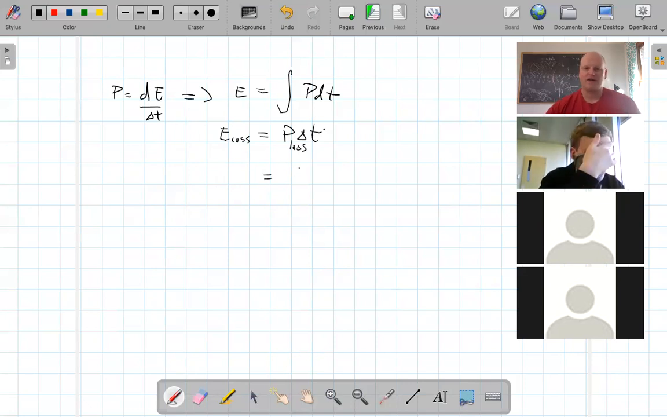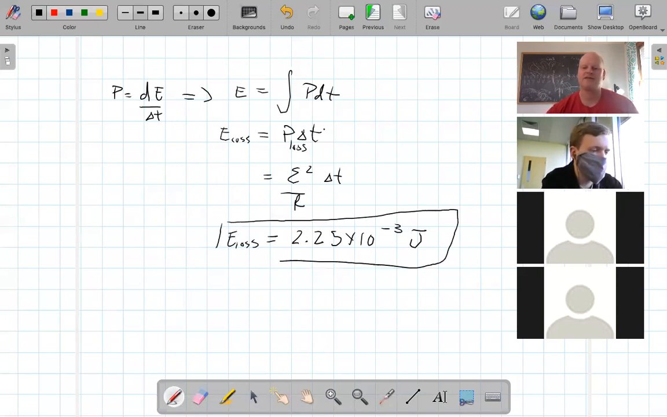So plug in what we just found. This is equal to the induced EMF squared divided by the resistance times my change in time. Okay, so plug in my numbers. What I find is that the energy being lost is 2.25 times 10 to the minus 3 joules. So we lost 2.25 times 10 to the minus 3 joules in 0.1 seconds, or that's equal to 2.25 millijoules. Not a huge amount of energy, but enough.